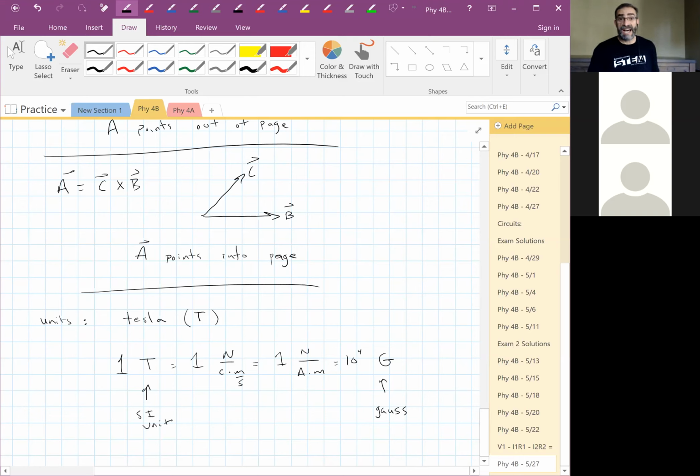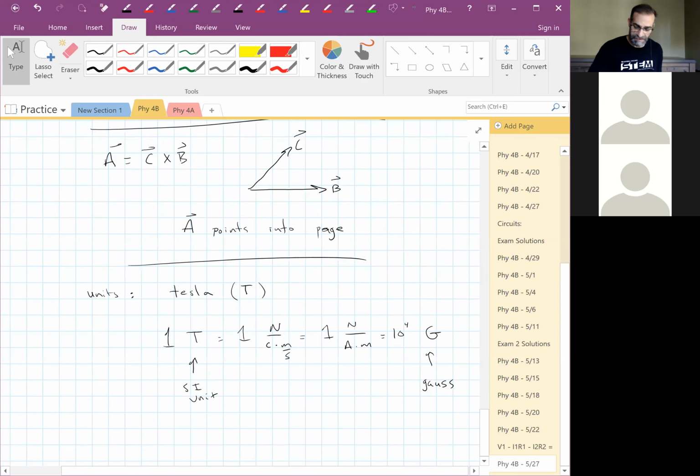The Gauss is a non-SI unit, but people that use magnetic fields all the time like Gauss better because Tesla is a fairly large amount of magnetic field. So most of the time you're not dealing with magnetic fields that are that big. So rather than having 10 to the minus 3, 10 to the minus 4, 10 to the minus 5 next to every number, you just pick a unit that makes a little more sense for what you're using all the time. So they use Gauss as a little more convenient because of the size.